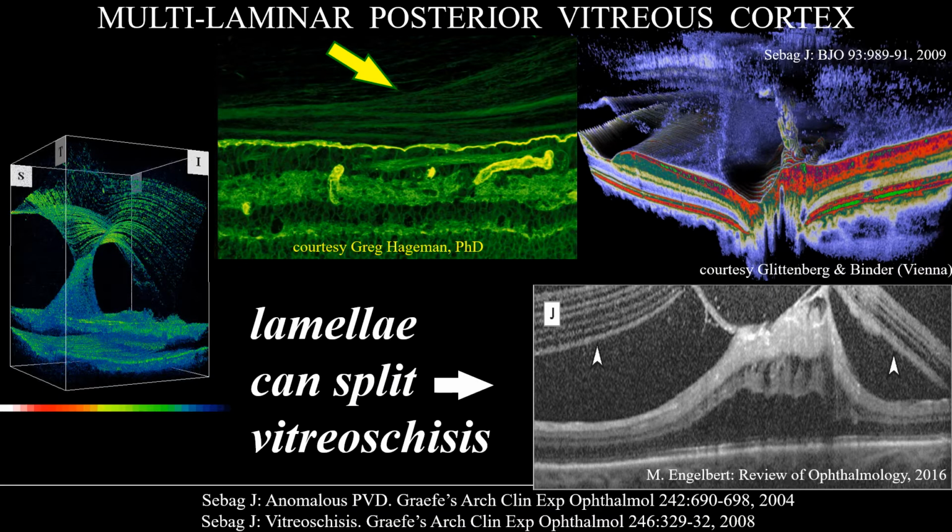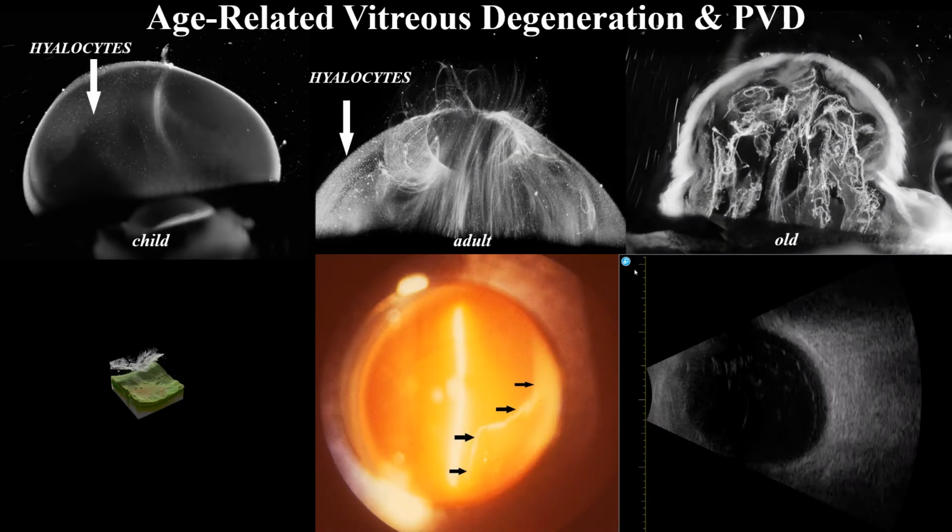There is a multi-laminar structure to the posterior vitreous cortex that is demonstrated on these images of immunohistochemistry as well as OCT. Splitting between the lamellae of the posterior vitreous cortex can result in separation of the vitreous away from the retina, but persistent adhesion of the outer lamellae of the posterior vitreous cortex to the retina.